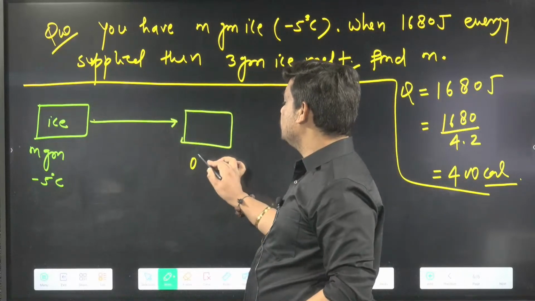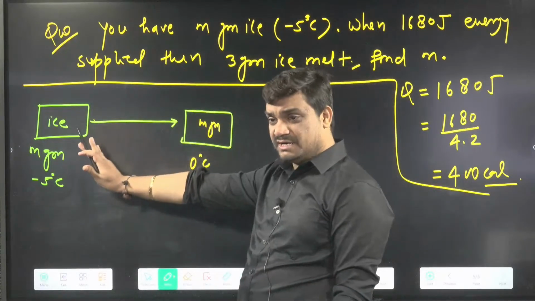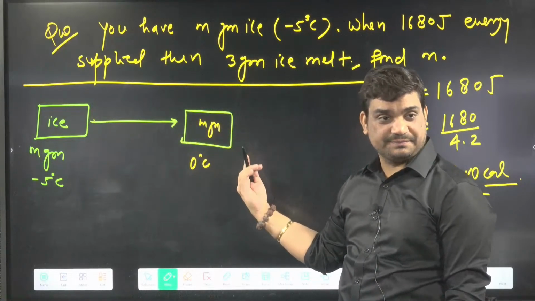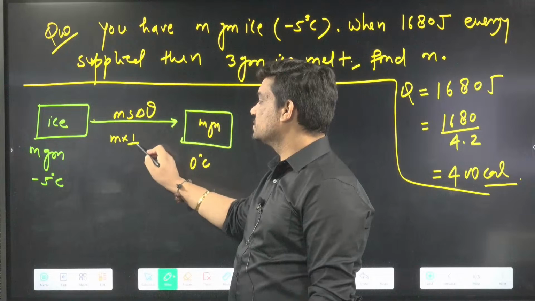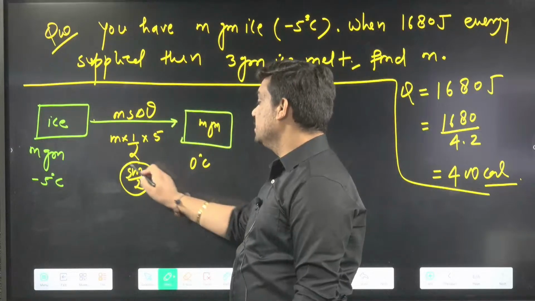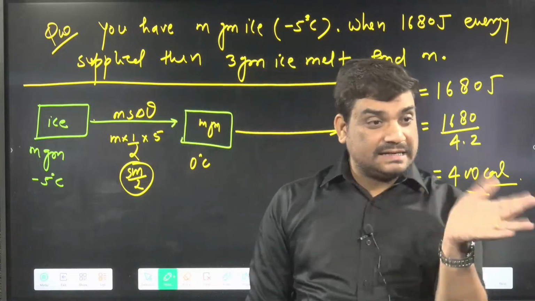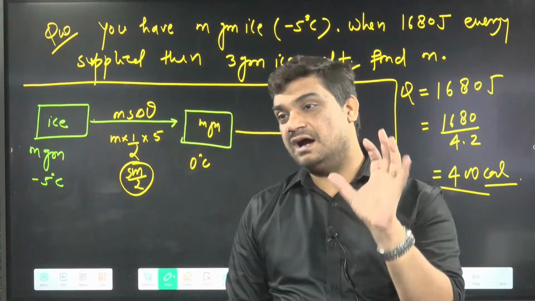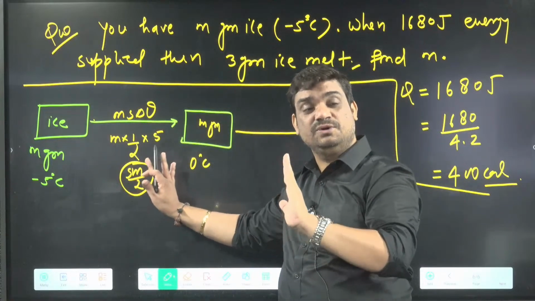So this whole m gram has to come to 0 degrees Celsius. In this process, some energy will be used. How much energy? We can say m s delta theta. Here s is the specific heat of ice, so half, and delta theta will be 5. So this much energy is used only to bring this ice to 0 degrees Celsius. Now it is ready for melting. Now melting will start; before that, there was no melting.